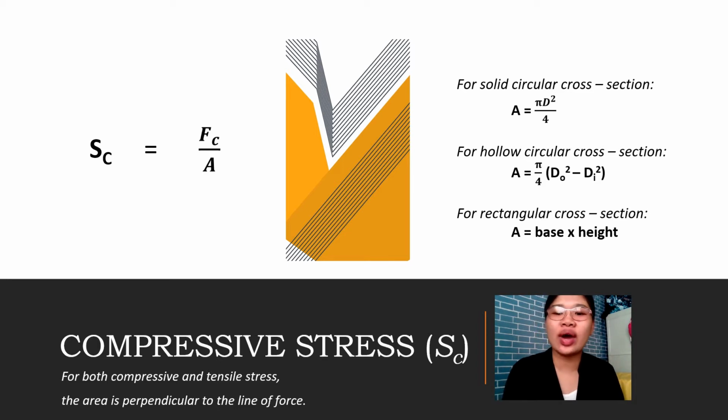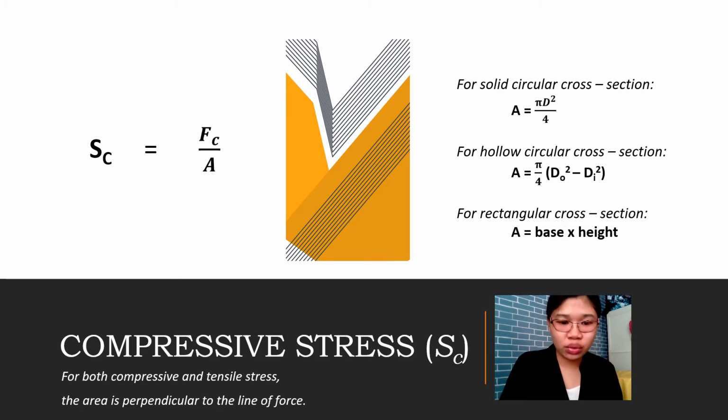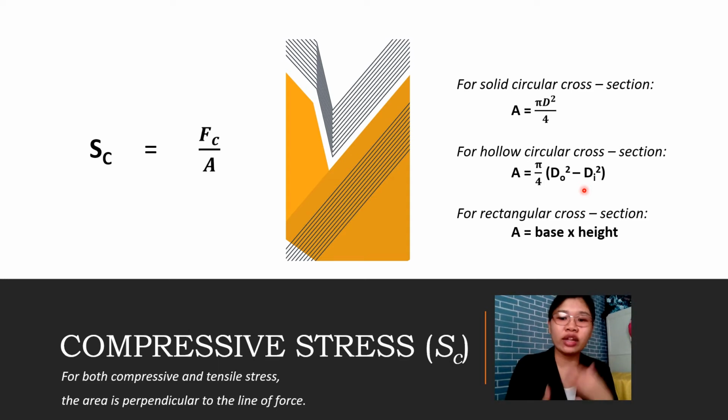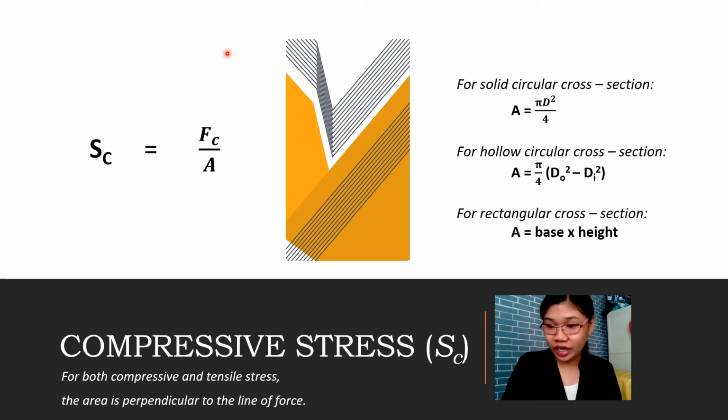So for the area, we also have, for solid circular cross section, the same pi d squared over 4. And then for hollow circular cross section, we have pi over 4 times dO squared minus di squared. Again, we have dO squared because of the outside diameter, and di squared because of the inside diameter. And then for rectangular cross section, we have base and height. This is due to the reason that for both compressive and tensile stress, we are talking about the area which is perpendicular to the line of force. So I hope that's clear with you.